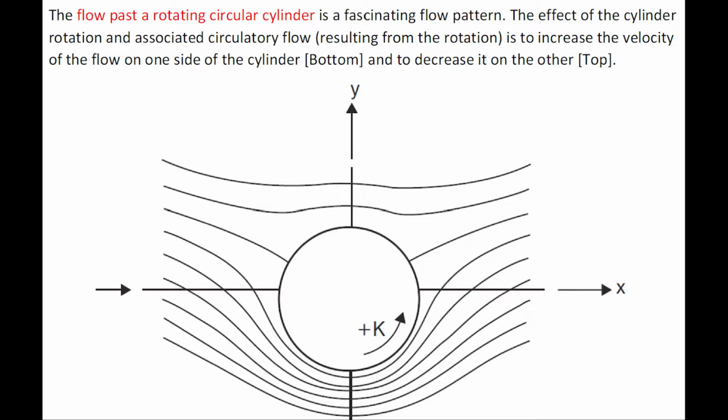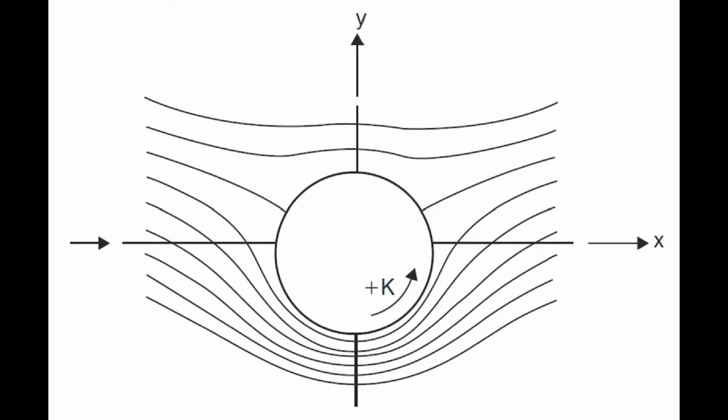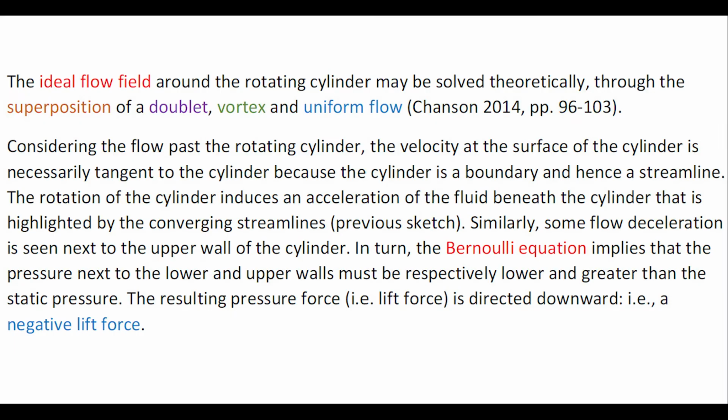The flow past a rotating cylinder is a fascinating flow feature. The effect of the cylinder rotation on associated circulation is to increase the velocity of the flow on one side of the cylinder and to decrease it on the other side. The ideal flow field around the rotating cylinder may be solved theoretically through the method of superposition of a doublet, a vortex, and a uniform flow.